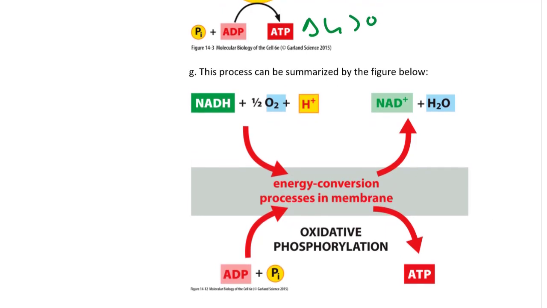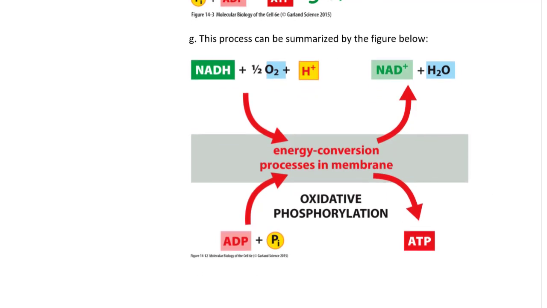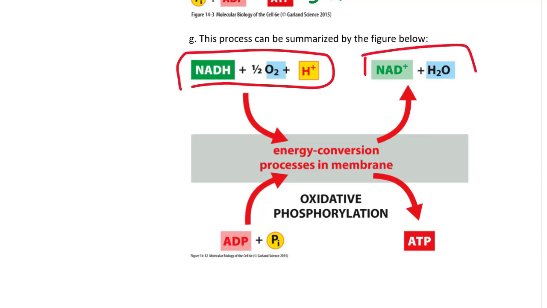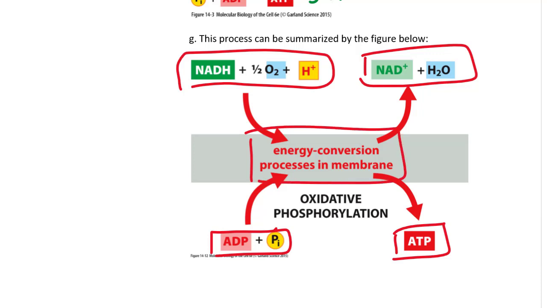Now, this is summarizing what's happening at the membrane. This is not showing you the full process, but it's just summarizing it. NADH, half an O2, plus H plus gives you NAD plus and H2O. And what's coming in is ADP plus inorganic phosphate, and you're getting an ATP. So it's basically an energy conversion process that's occurring at the membrane. That energy conversion process involves the electron transport chain and ATP synthase. So this is just saying that, okay, this is the input, hand it off to the electron transport chain, and then ATP synthase does the work, and this is going to give me ATP from ADP.